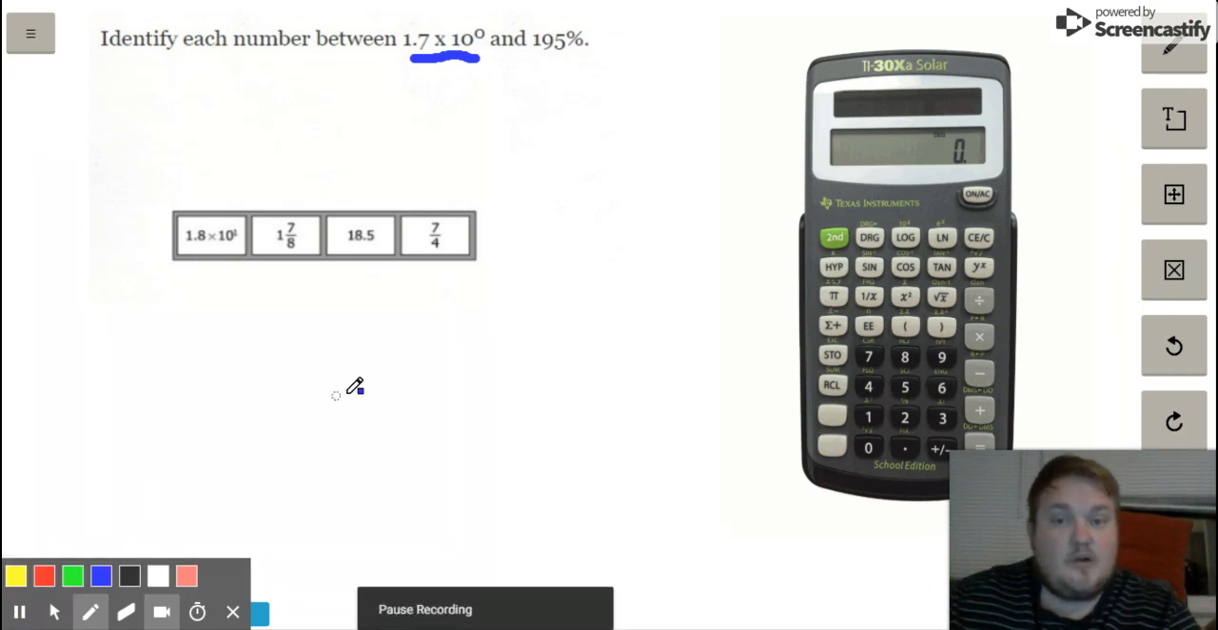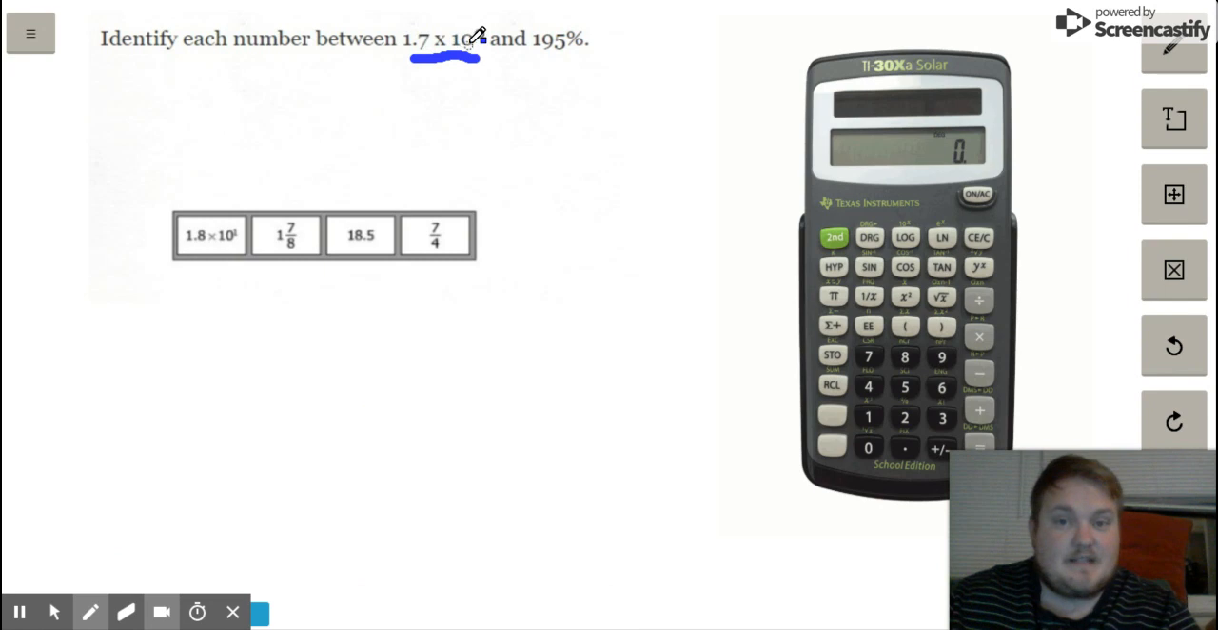And so what we're going to have to do is first figure out what 1.7 times 10 to the 0 is. And the way that you do that is you click 1.7 multiply 10, then you click your exponent. This button means how many exponents, and click 0 and then equals. And you're going to get 1.7 because any number to the 0 power is 1. Okay? And then your parentheses. You can put 195 divided by 100, or you can move your decimal 2 spots over and get 1.95.